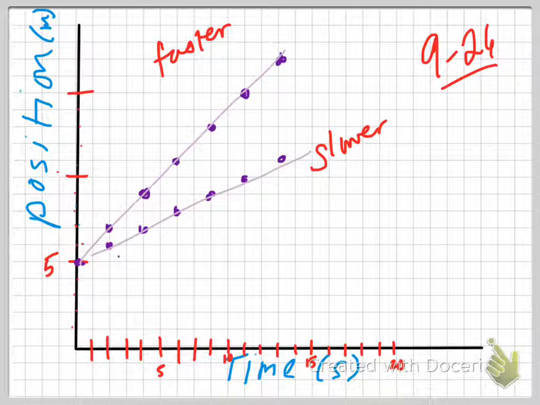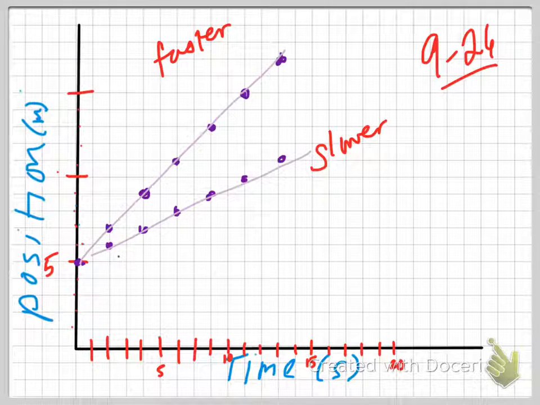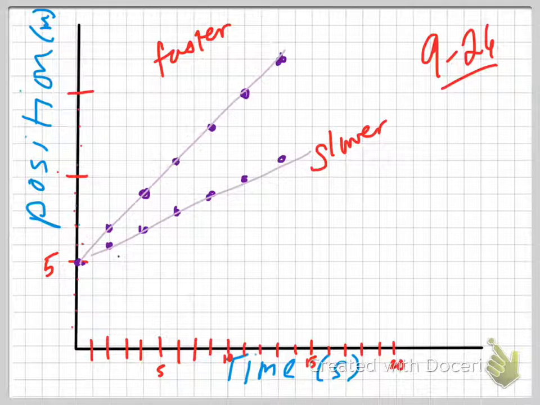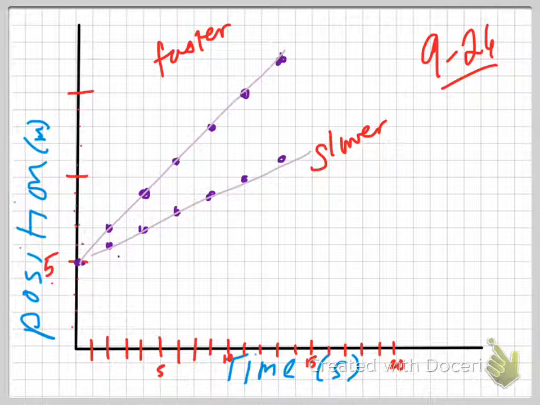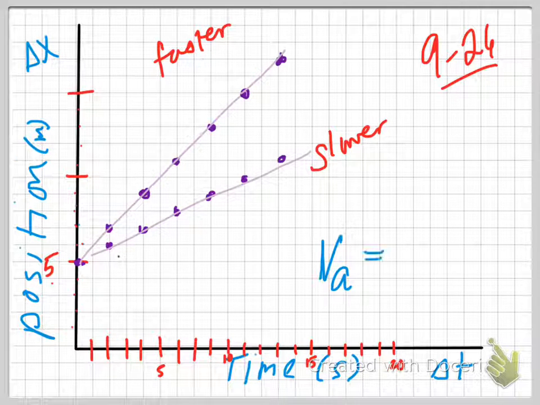So the slope of these lines is different. Well, position, change in position. What else do we call that? We call that delta x, because we're all talking about the x-axis here. And this is time, so that would be delta t. What's our equation for velocity, average velocity? Delta x over delta t.